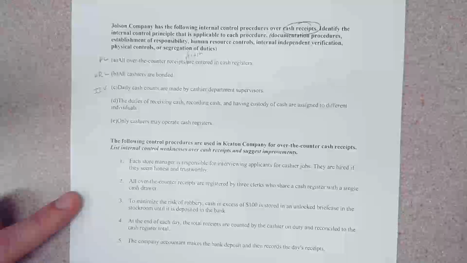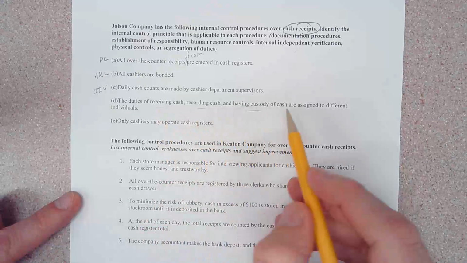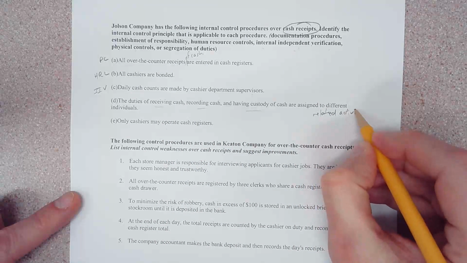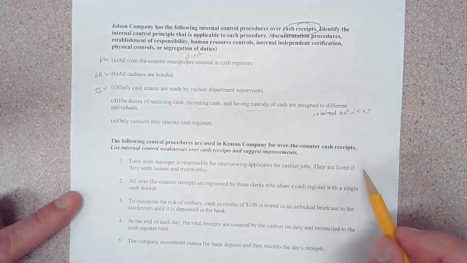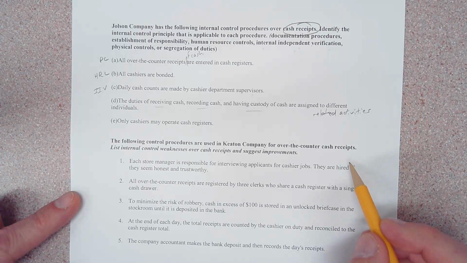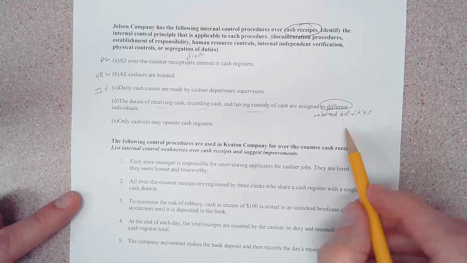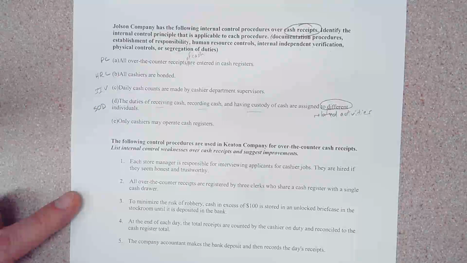Internal independent verification. Letter D, duties of receiving cash, recording cash, and having custody of cash are assigned to different individuals. So these are all related activities. And we say that segregation of duties means that different people are responsible for related activities. So this is an example of segregation or separation of duties.